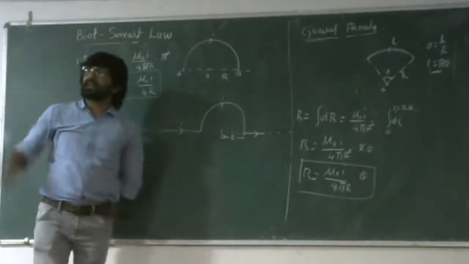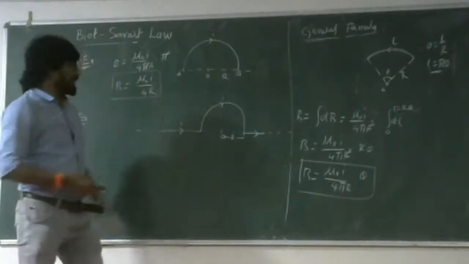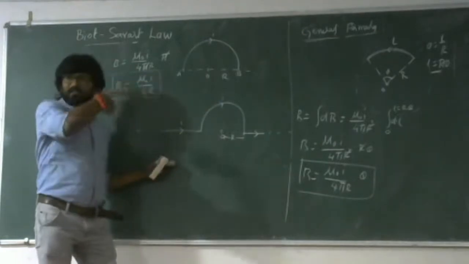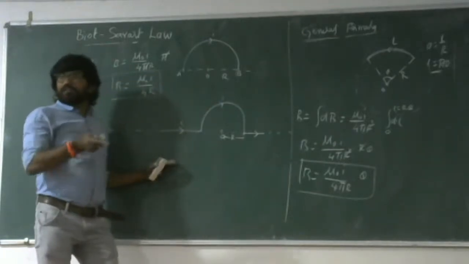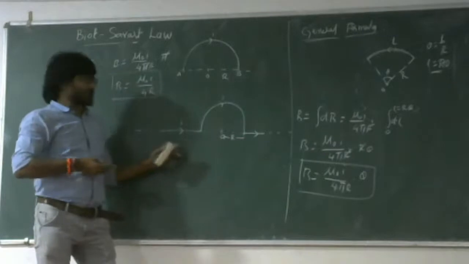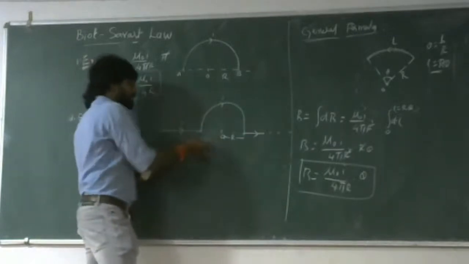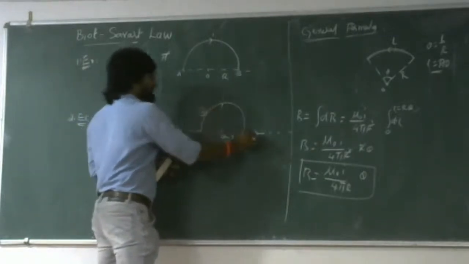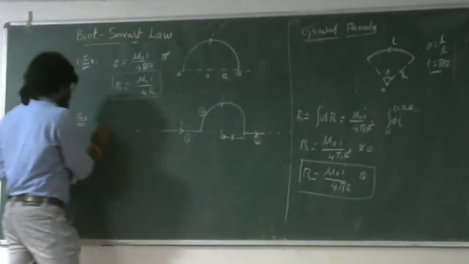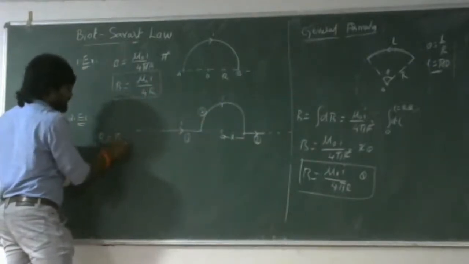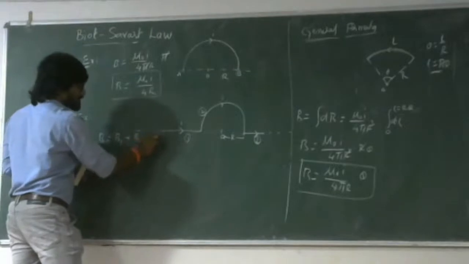You have to remember what I gave you as a note in the previous session: if the point is lying on the axis of the current carrying conductor, alpha equal to 0, beta equal to 0, so the total field will be 0. Let us divide this into three parts. This is first, this is second, this is third. So, total field at O is equal to B due to the first one, plus B due to the second one, plus B due to the third one.